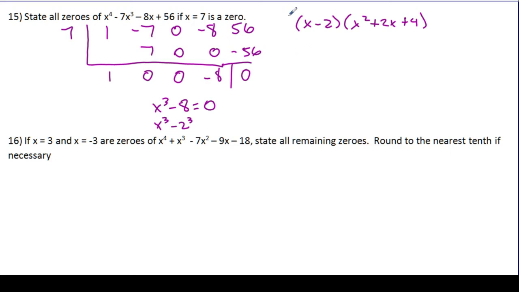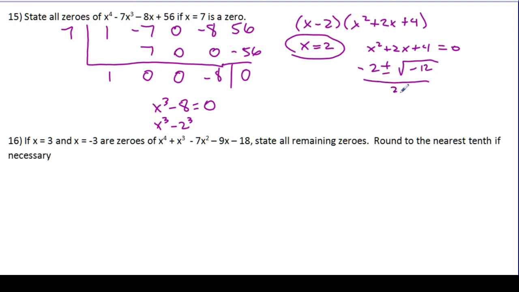So I'm going to say, here are my zeros. 7 is a 0. x equals 2 is a 0, right? That's an easy one. If I set x minus 2 equal to 0, I can solve that very easily and get 2 as a 0. Okay, my last ones, when I set x squared plus 2x plus 4 equal to 0, I need to use the quadratic formula to solve this one, right? I can't factor it, and I can solve every quadratic using the quadratic formula. So I'm going to say negative 2 plus or minus the square root of b squared minus 4ac, in this case would be 4 minus 16, which would be negative 12, all over 2.